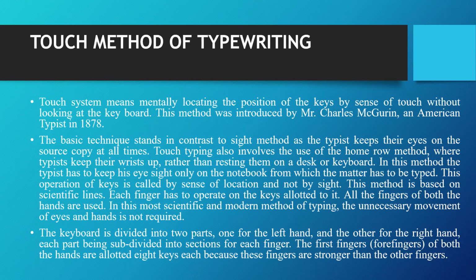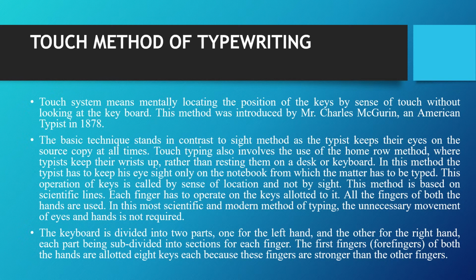The basic technique stands in contrast to the sight method, as the typist keeps their eyes on the screen. It means the typist will keep their eyes on the source copy at all times, and touch typing also involves the use of the home row method, where typists keep their wrists up rather than resting them on the desk. It means every time the user will arrange their fingers on the keyboard. In this method, the typist has to keep his eyesight only on the notebook from which the matter has to be typed, and this operation of keys is called a sense of location and not by sight.